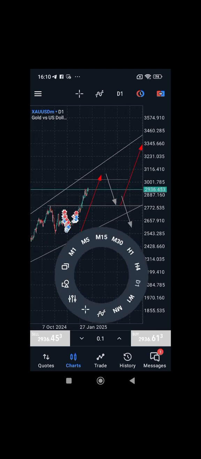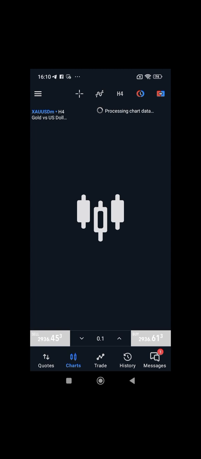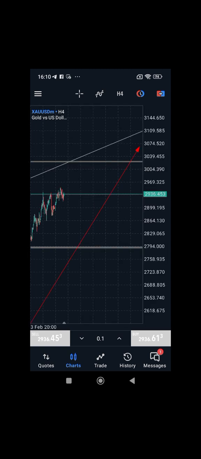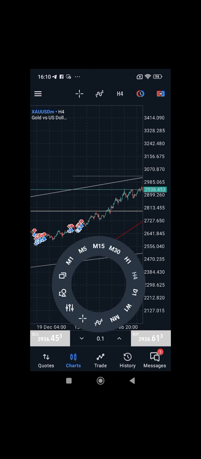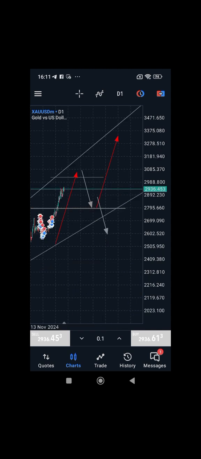Let's see how it goes on the 4-hour time frame. So on the 4-hour time frame we have, oh, let me just take it back to the daily time frame. So on the daily time frame we have this. If I put the market in a structure where it will be visible, this is how the market has been. So it is going to be a very important move to the upside.